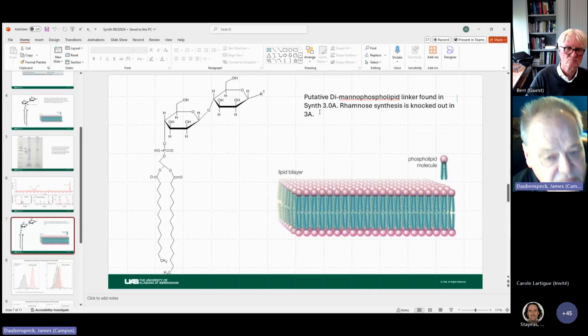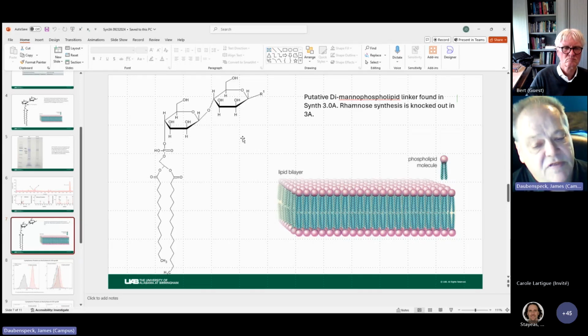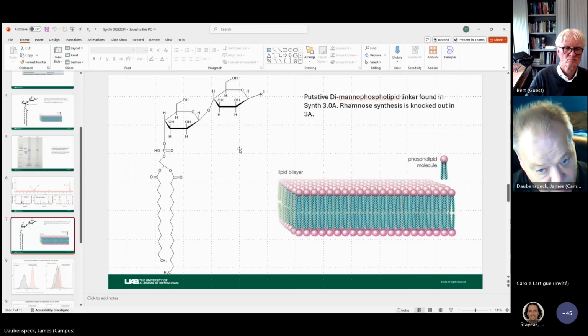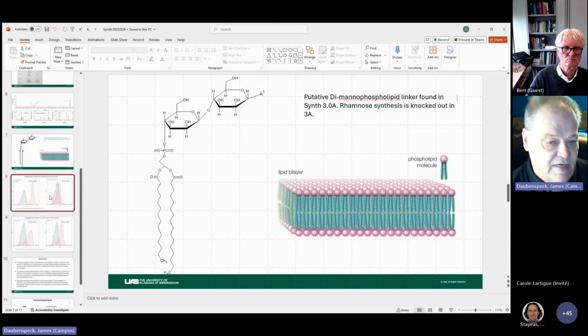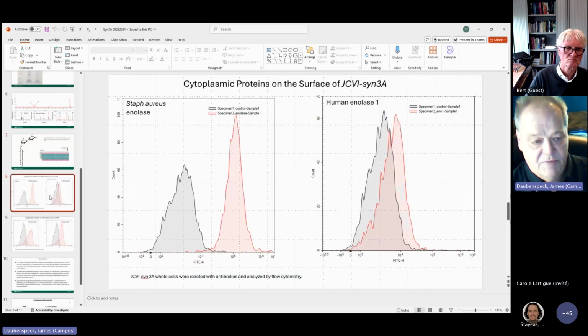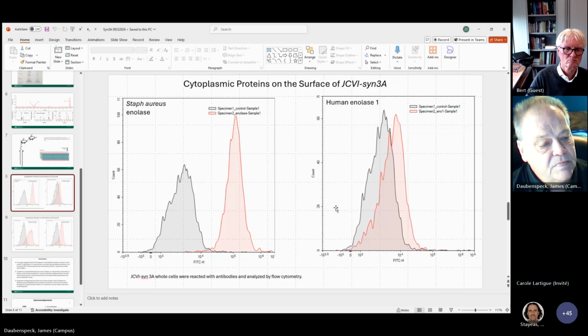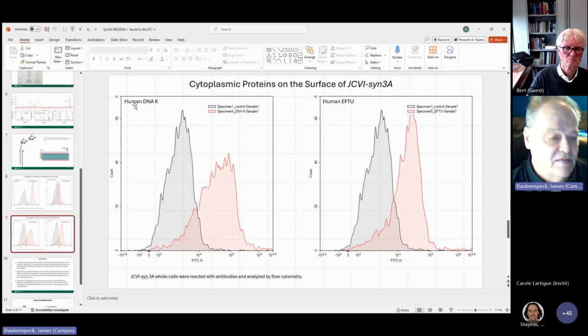This is also what I found in SYNT1. So rhamnose synthesis is knocked out in SYNT1. Now if we look at just the SYNT3A cells using flow cytometry and antibodies, in this case, we've got one that was generated against Staph aureus, and one that was generated against human. Both of these are against enolase, and they are certainly on the surface of the cell. If we look at human DnaK, that's what these antibodies were generated against. Or human EF-Tu, we can once again see that we get a really strong reaction.